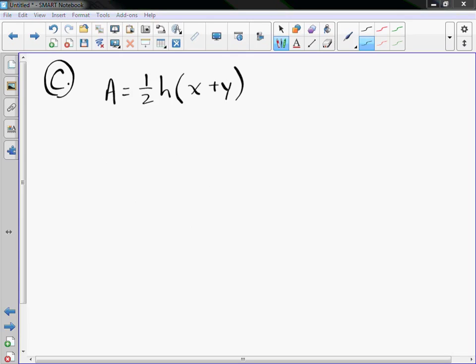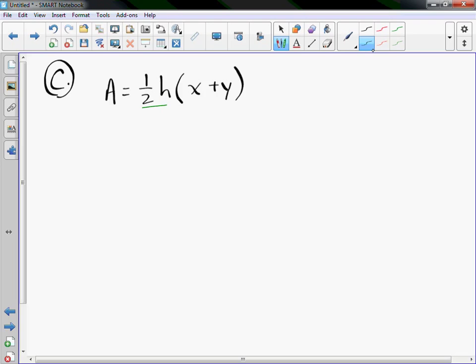And the third example, we have what looks like an area formula, and we want to get x by itself. A equals 1/2 h parentheses x plus y. So the first thing we want to do is get rid of this 1/2 and the h that are in front of our parentheses. That should clear up some of the stuff to just leave us with x and y. Well, let's just deal with the 1/2 to start with.